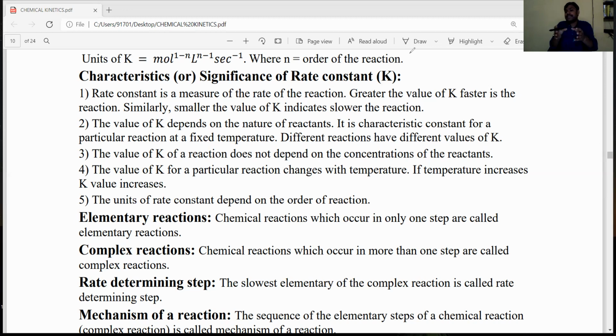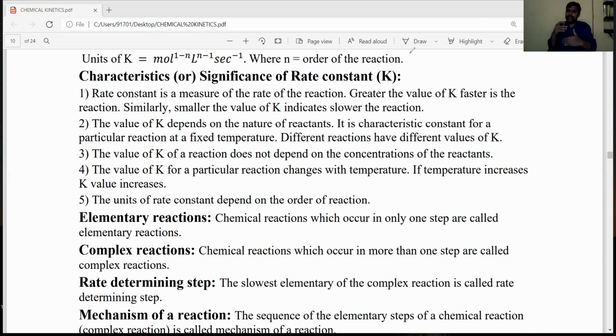In the rate determining step, the number of molecules involved in a chemical reaction is known as molecularity. Under that rate determining step, there is the rate law. The rate law is an experimental method. In the rate law, the power present on the concentration of reactants indicates the order of the reaction. The order is determined by the experimental method. The molecularity is determined by the theoretical method.